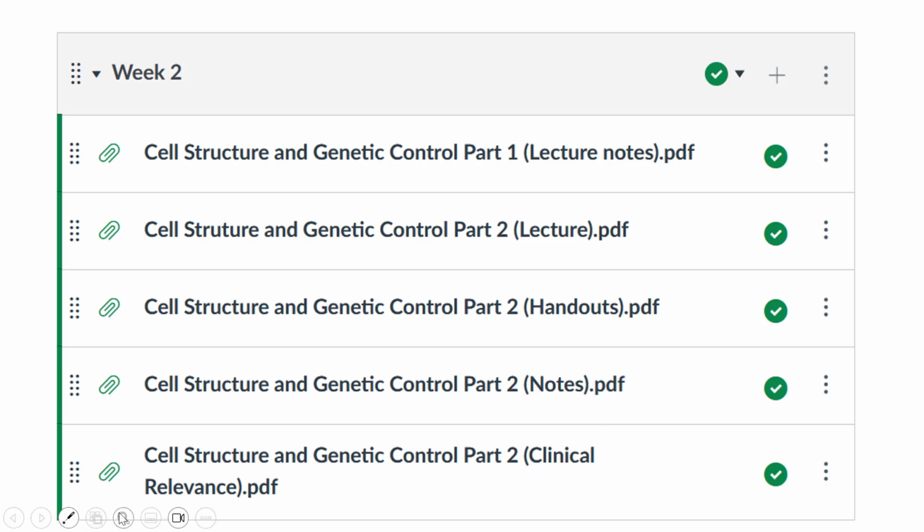And then you have clinical relevance. These files are only for those people who are preparing for nursing, and they will not be specifically asked in the exam. They are only for your extra reading.